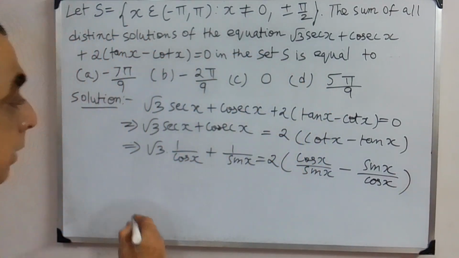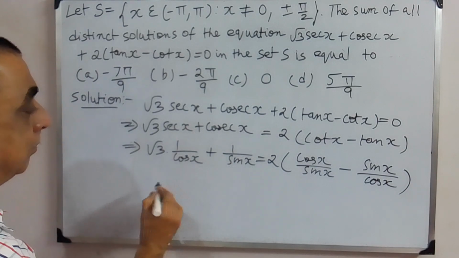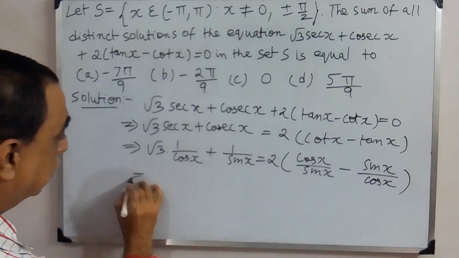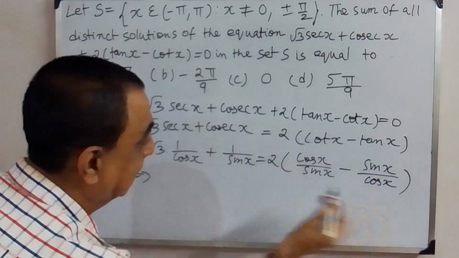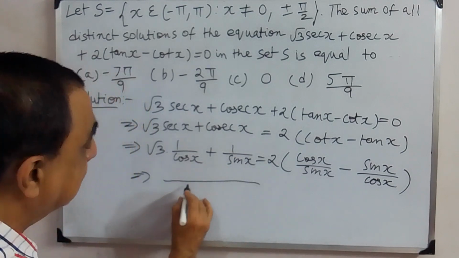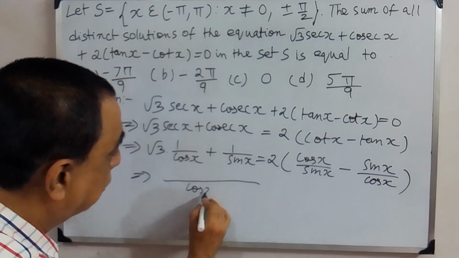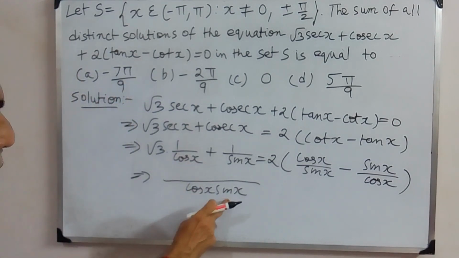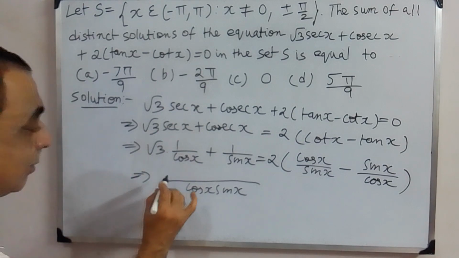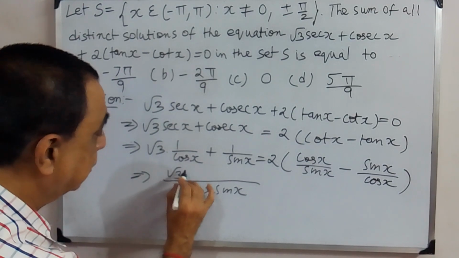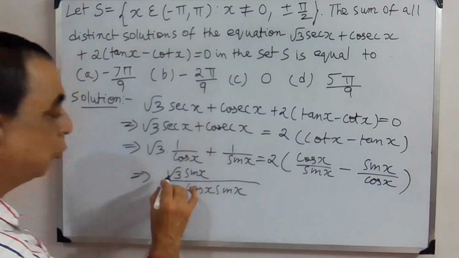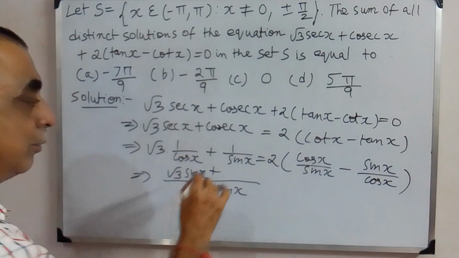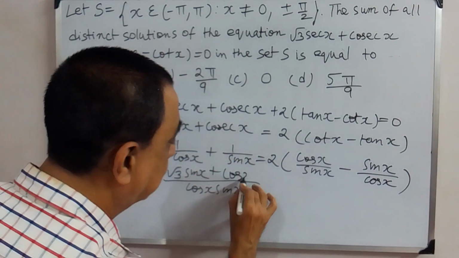Now see here, I am taking the LCM of the two denominators on this side and that side. So what we are getting here is cos x into sin x. Cos x is going to the sin x term, so root 3 sin x. In the numerator, root 3 is multiplied with sin x, so this will be root 3 sin x, plus sin x is going to the cos x term, so 1 into cos x will be cos x.